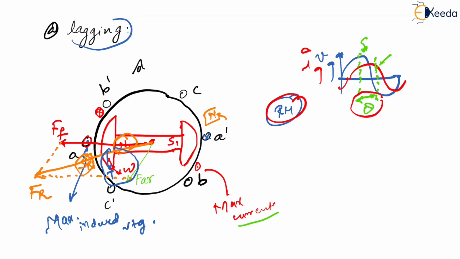Now if you think of the armature reaction, what is it? With respect to F_F, your F_R has increased, which means it is a magnetizing armature reaction, correct? And speed and torque are in the same direction. We have seen that. Now we will try to see the leading condition. Let us see what happens at leading.